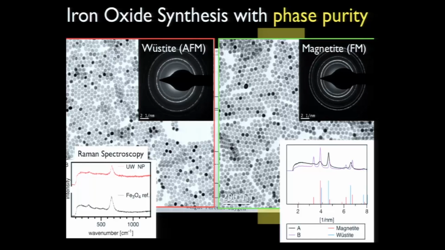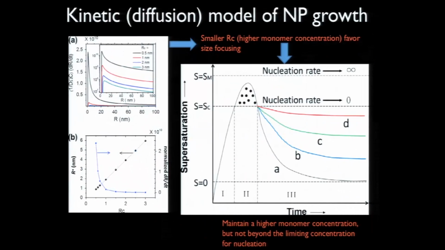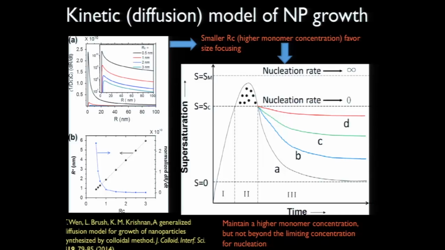So we, of course, do that by a number of different methods: X-ray diffraction, electron diffraction, Raman spectroscopy, and so on and so forth. We have also been doing some extensive thermodynamic modeling of the kinetics of nanoparticle growth. And the bottom line here, which was just recently published in the Journal of Colloid and Interface Science, shows that when you have smaller critical nuclei, you get very nice size focusing.